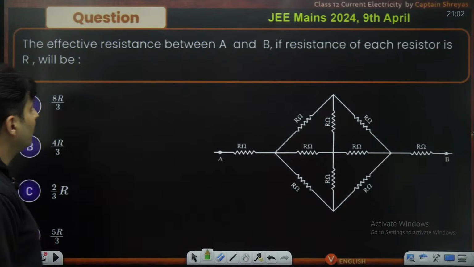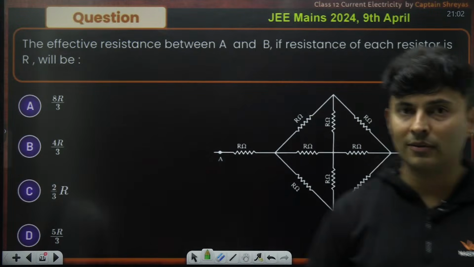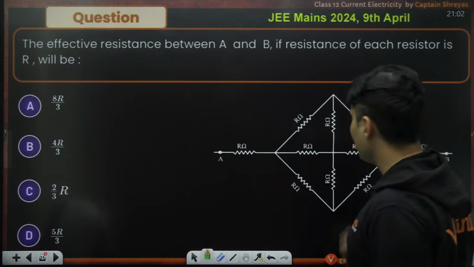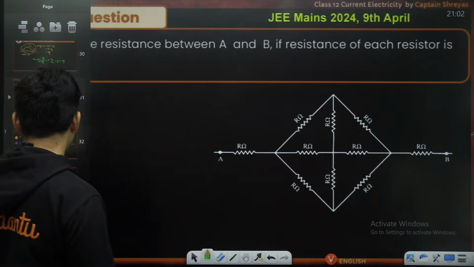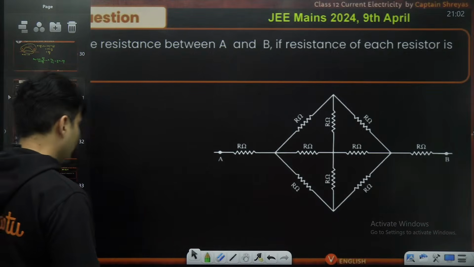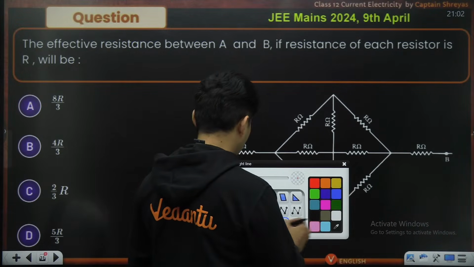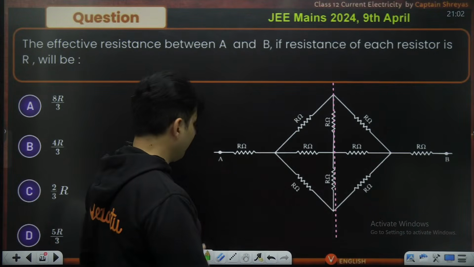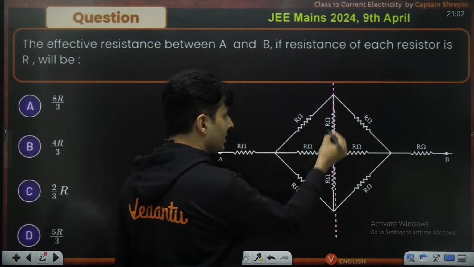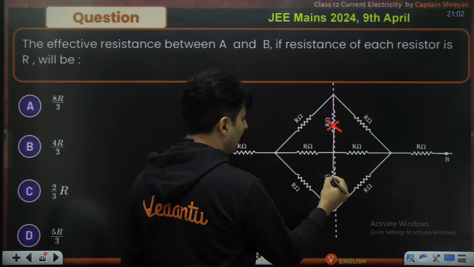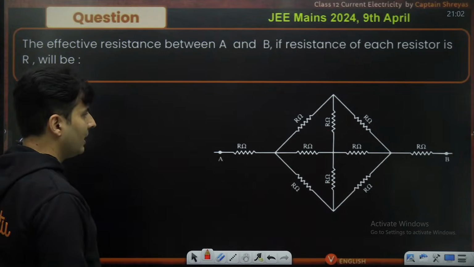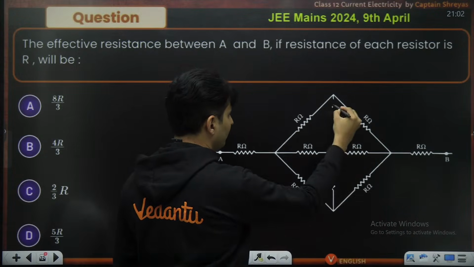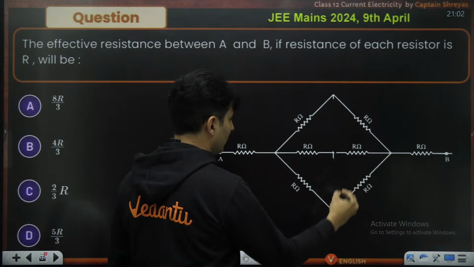Here it is. The effective resistance between A and B, if the resistance of each resistor is R, will be how much? Okay, as I can see, clearly there is a line of symmetry over here. And whatever is on the left side is on the right side. And I can see some devices connected instead of a junction. So I can get rid of this and I can get rid of this. So if I can get rid of them, how will they look? Well, like this, I believe. Yeah, this is how they will look.